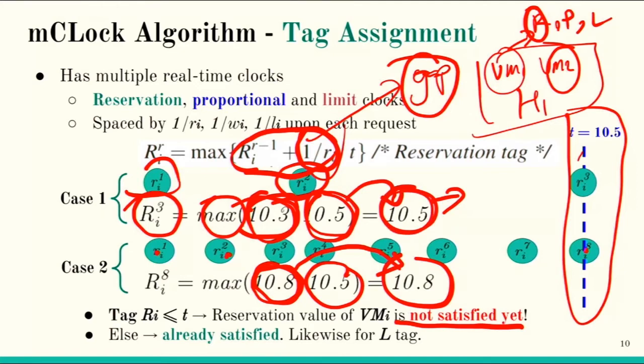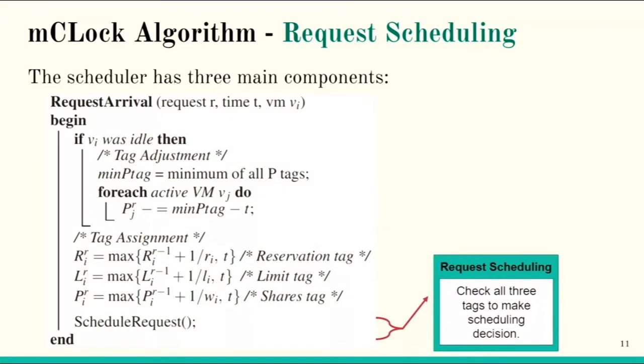For example, if VM2 here has the case of 2 here, and the output is the first term, so the minimum requirement of reservation here is already satisfied. Okay, so this is what we can conclude from this reservation formula. Next, we will discuss request scheduling.